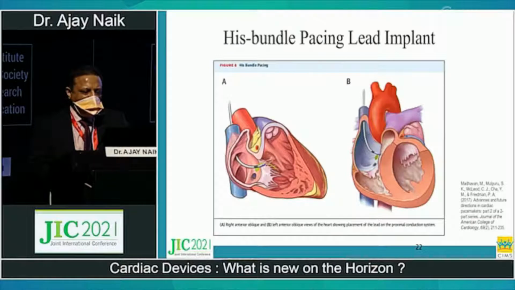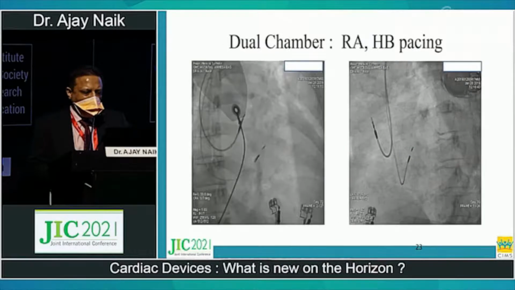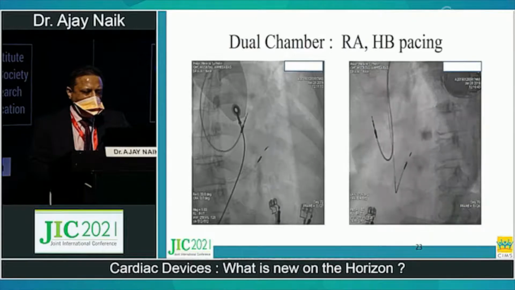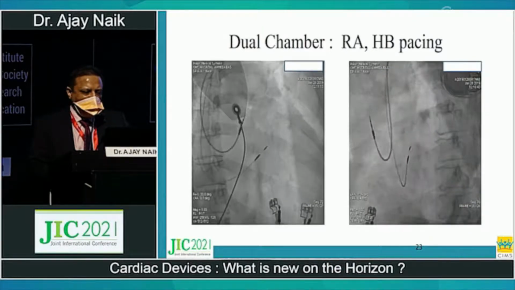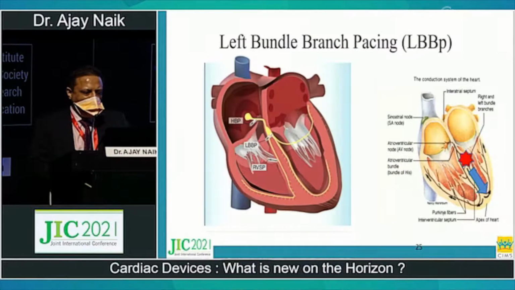And this is in the LAO picture. This is what it looks like. This is one of my patients, one lead in the atrium, and this is a thinner lead which is screwed into the bundle of His region. RA lead, and this is in the bundle of His region.